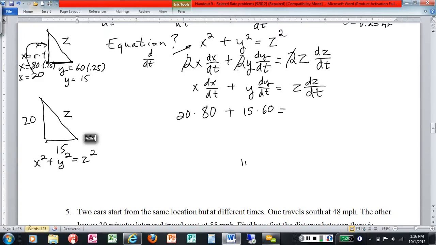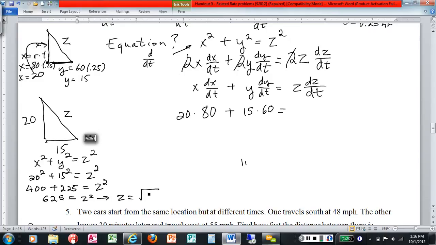And so I've got 20 squared plus 15 squared equals z squared. So I can figure out what z is. So you've got 400 plus 225 equals z squared. And so 625 is z squared, so what's z? Z's square root 625. I can put that in for z. Is that okay?